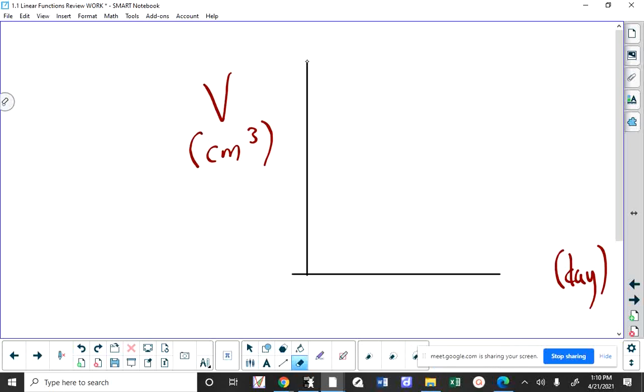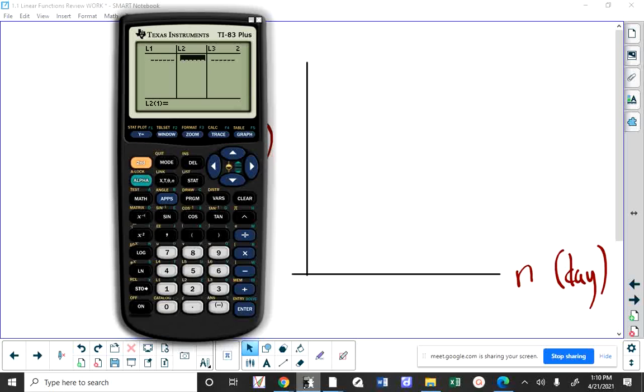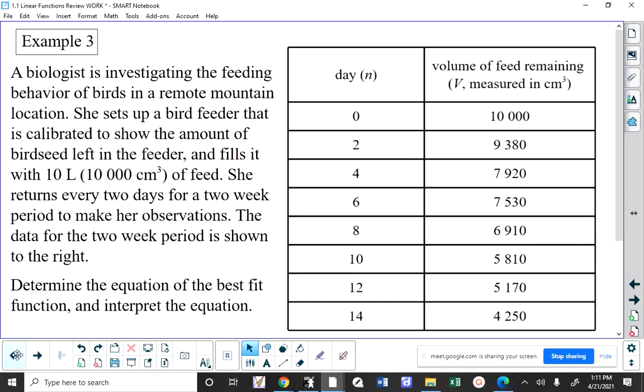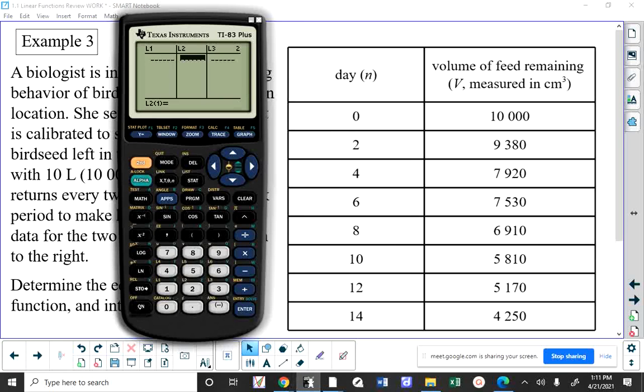I guess she's calling this n. This is going to be the thing that is most meaningful. So we need to enter the day number in for L1. X goes into L1, and the volumes into L2. So 0, it looks like she's only checking every 2 days.